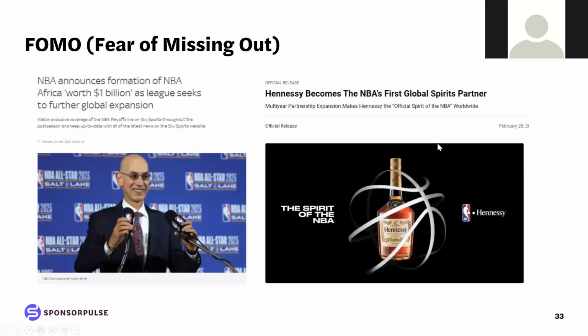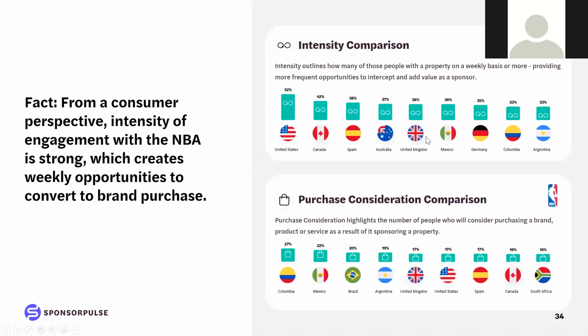Staying the course with the NBA in basketball, there's fear of missing out. Again, I think we're all familiar with what the NBA has done at a global level and what they continue to do. They've just announced that they put $1 billion into Africa and are continuing to grow the global sport. And then Hennessy becomes the first NBA global spirits provider.